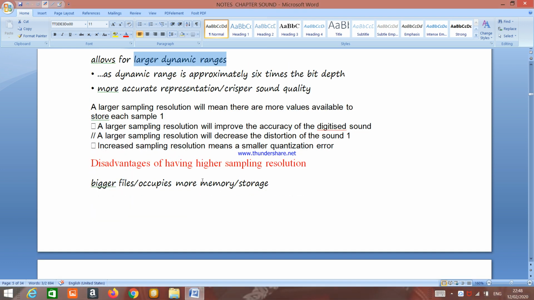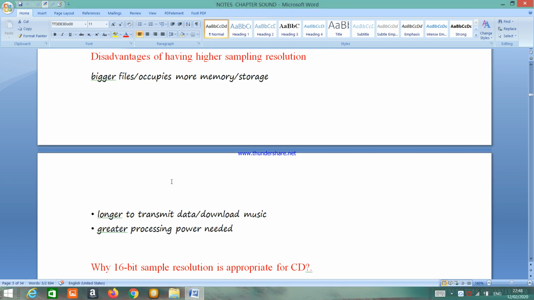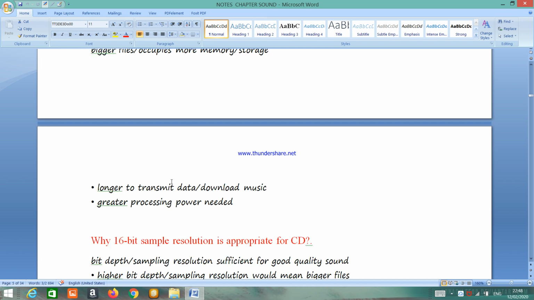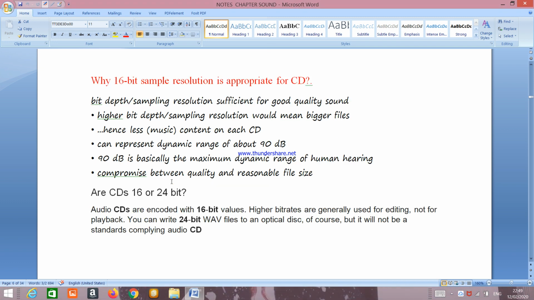Disadvantage of having higher sample resolution: the file will be larger and bigger. It will occupy more storage and more memory. It will take longer to upload and download, and it will take more processing power to process. Why is 16-bit sample resolution appropriate for CD?